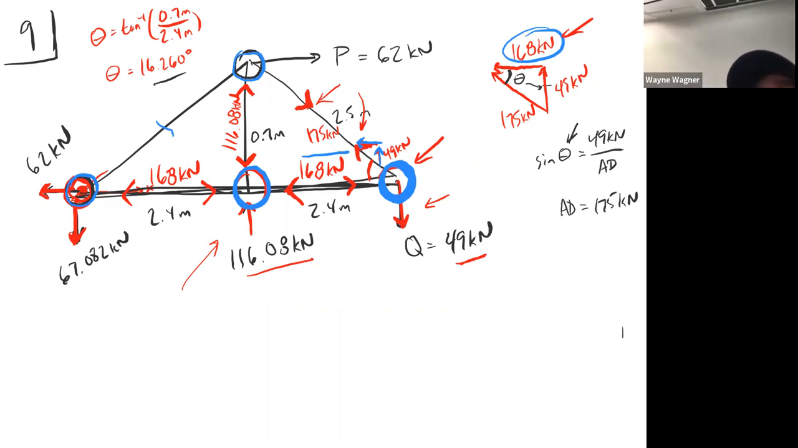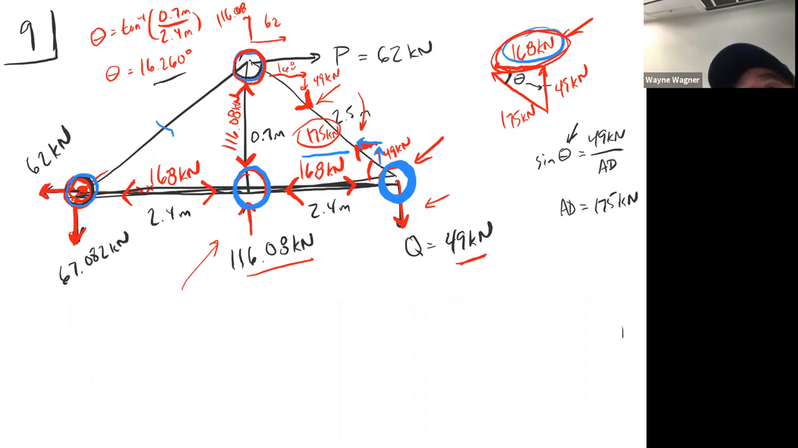And we're going to do this one because I already know all the components. I know of this force right here. I know that on this joint, I've got an upward force of 116.08, and I've got a force to the left of 62. Oh no, I forgot this one. Oh, never mind. So actually, plus I've got a force here, which looks like it's 168 from over here. And I've got a downward force of 49 kilonewtons.